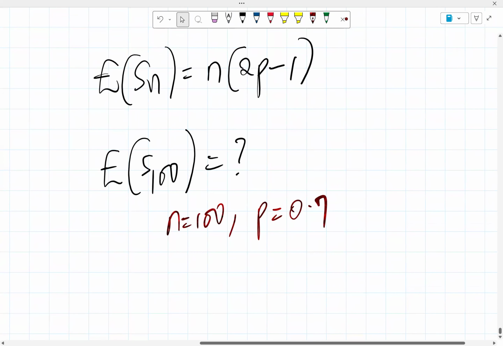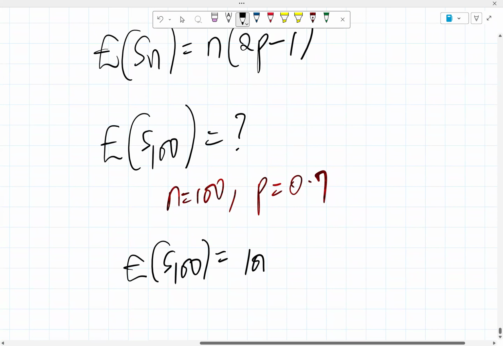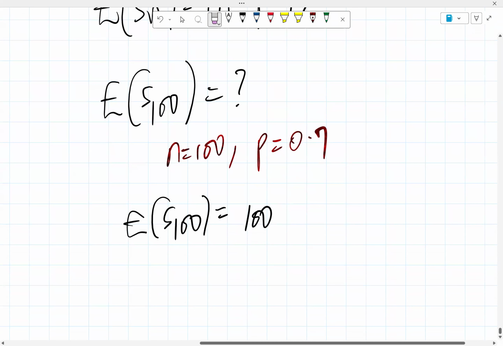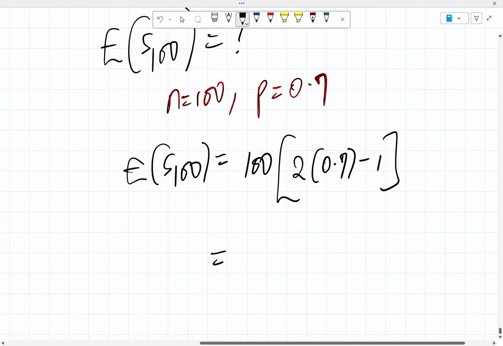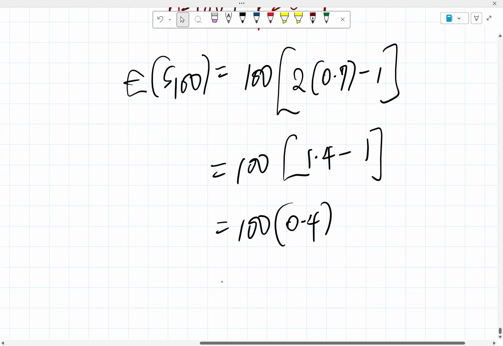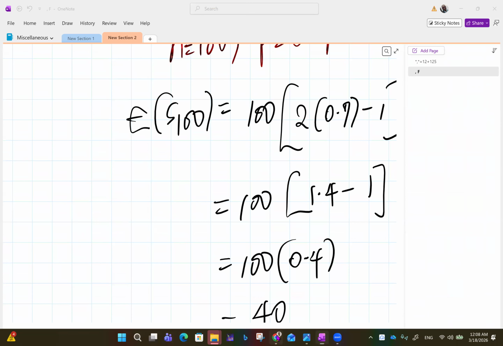So now we have the expected value of S100 is equal to n, which is 100, into 2p minus 1. So that is 100 into 2 times 0.7 minus 1. That is 100 into 1.4 minus 1, which is 0.4, and that is 40. Yeah, that's 40. So the expected value in that case is 40.